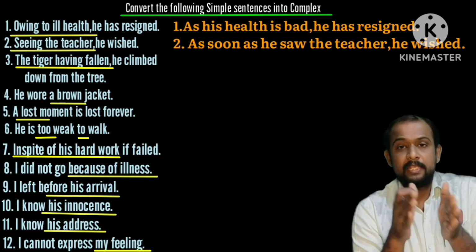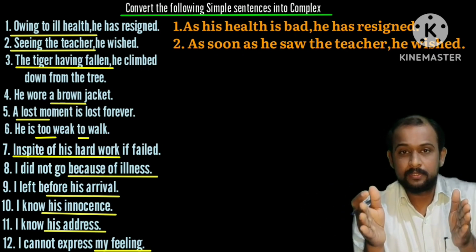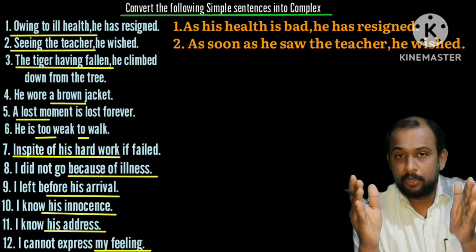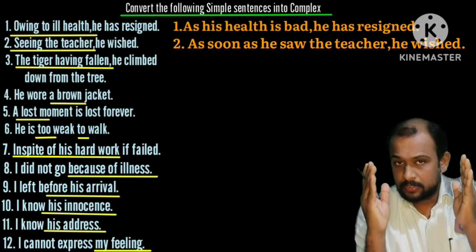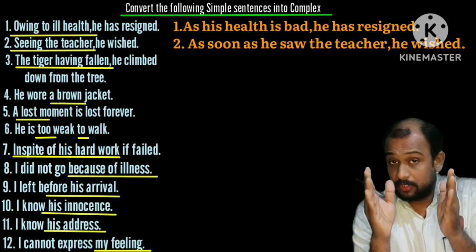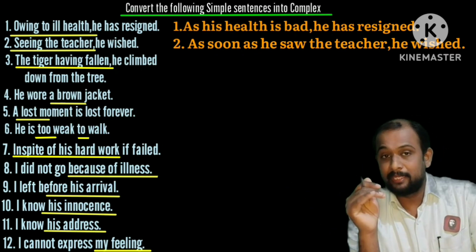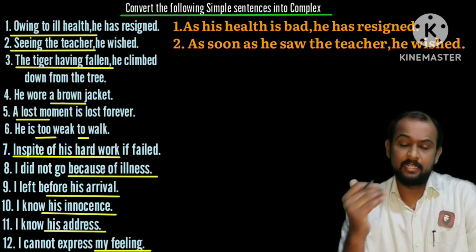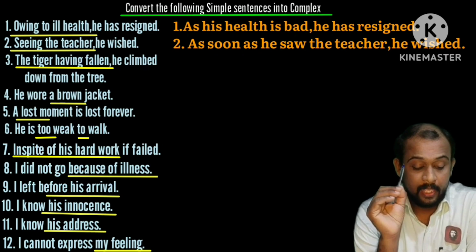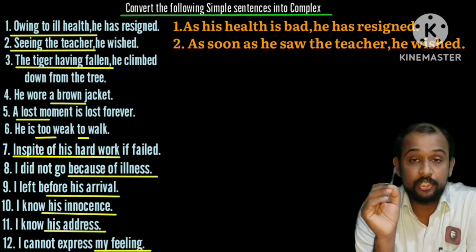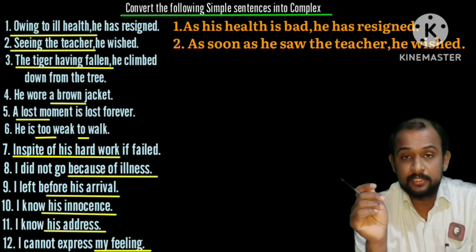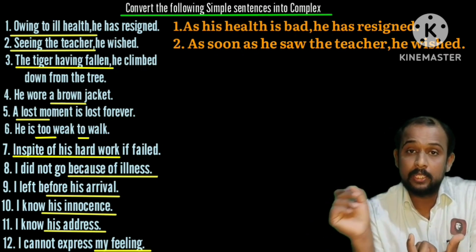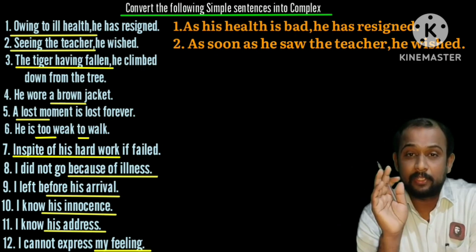Look here. As soon as he saw the teacher. This is a clause. It is incomplete. I told you in one of my previous classes that a subclause cannot stand by itself. It doesn't give complete meaning like the main clause. He wished is the main clause. It gives complete meaning. It can stand by itself. As soon as is the subordinator which introduces the clause he saw the teacher. So this is in fact a complex sentence.